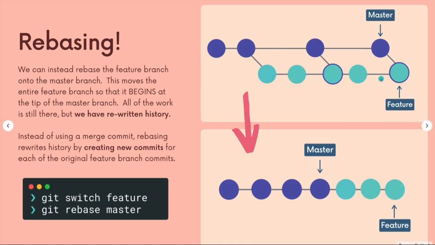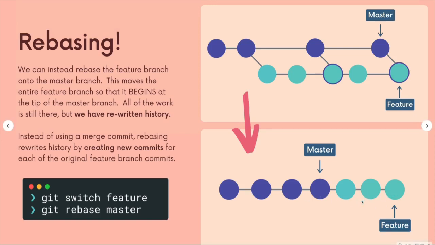Here's my feature branch. This is what happens when I merge in all those changes from the master branch, and I get multiple merge commits. But if I use rebase, I'm going to rebase the feature branch onto the master branch. Think of the term rebase as coming up with a new base for our feature branch. So what we end up with is this linear structure.